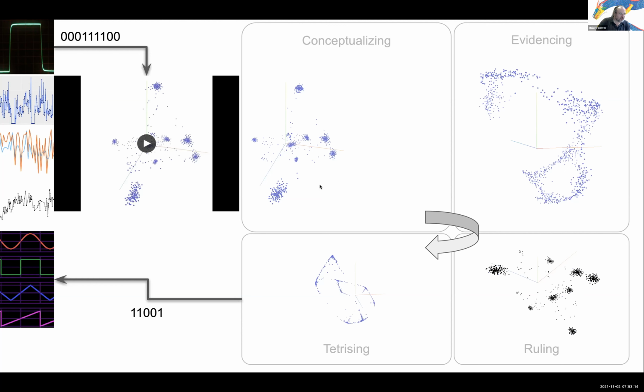I'm asking: when you finish the process and you apply the commands that you learned from Tetrising, how do you use that to fine-tune what you did before?